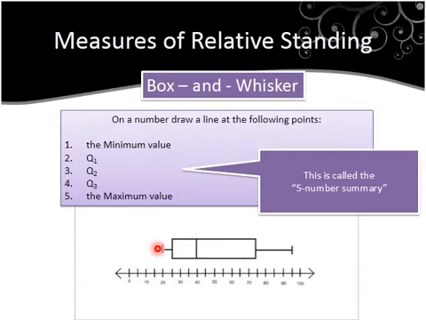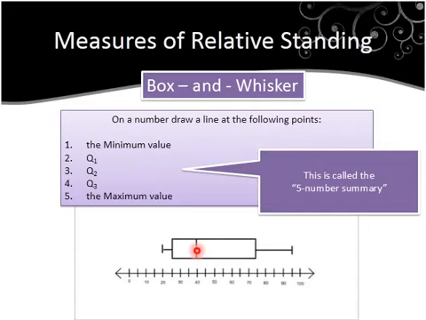And what these represent is this far line to the left represents the minimum value. The far line to the right represents the maximum value. The left end of the box is Q1, or the 25th percentile. The far right of the box is Q3, or the 75th percentile. And this middle line here is Q2, or the 50th percentile.